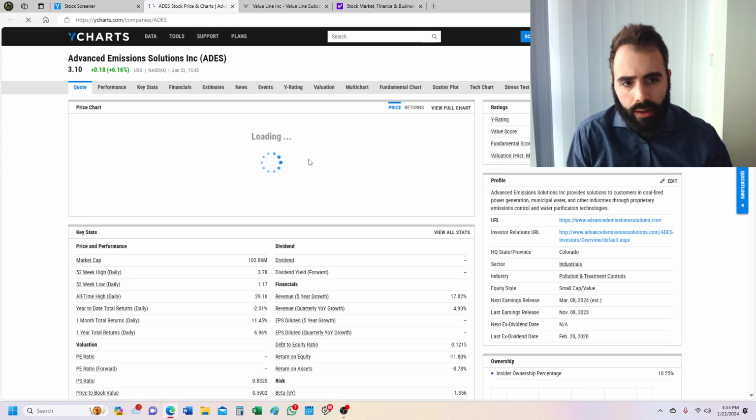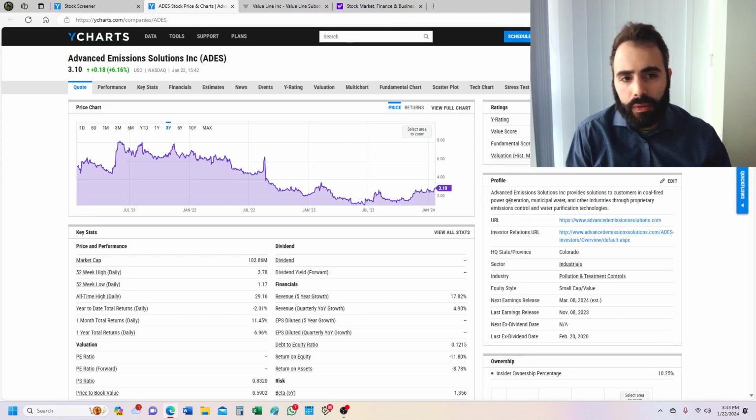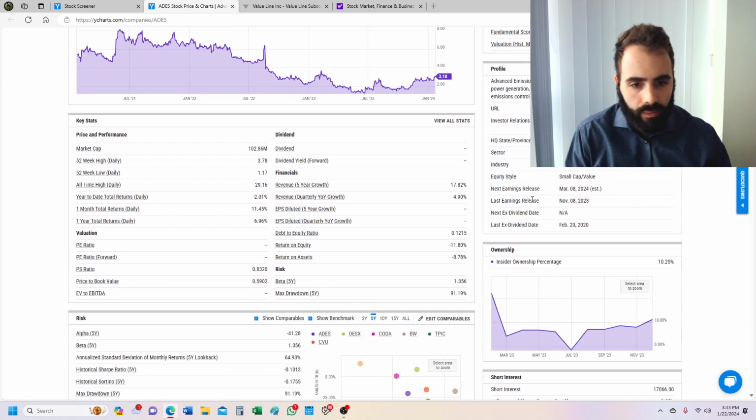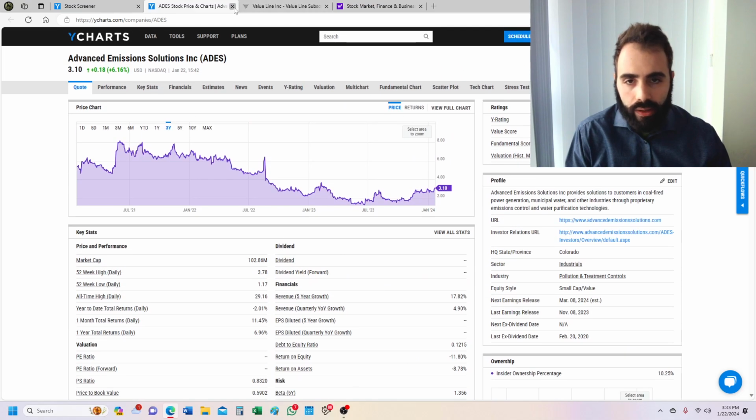When I open it up, the first thing I look at is what the company does, because I want to have a good understanding of it. Basically, if I can't understand how it makes money, I'm not interested. Provide solutions to customers in coal-fired power generation, municipal water, other industries through proprietary emission control and water purification technologies. Yeah, I don't know what that means.